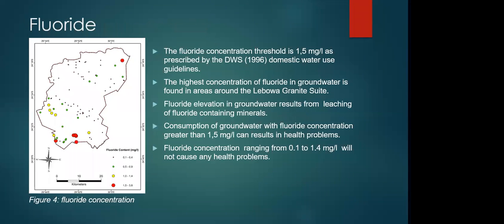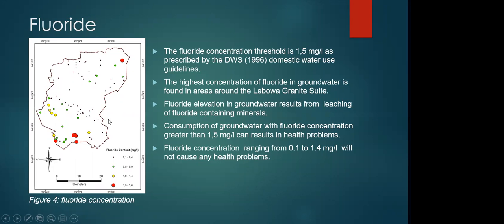I'll start off with fluoride. The fluoride standard limit is 1.5 milligrams per liter in groundwater, according to the Department of Water and Sanitation. In the study area, if we have a look at the map here, the boreholes represented by a red color are the ones which have a fluoride concentration greater than the prescribed amount.